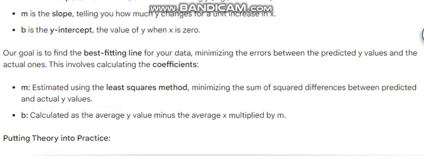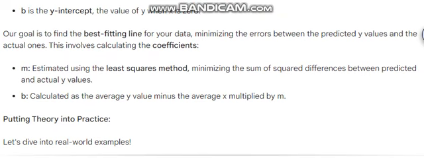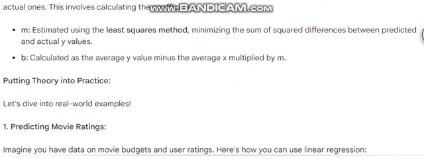Our goal is to find the best fitting line for your data, minimizing the errors between the predicted y values and the actual ones. This involves calculating the coefficients. M, estimated using the least squares method, minimizing the sum of squared differences between predicted and actual y values. B, calculated as the average y value minus the average x multiplied by m.